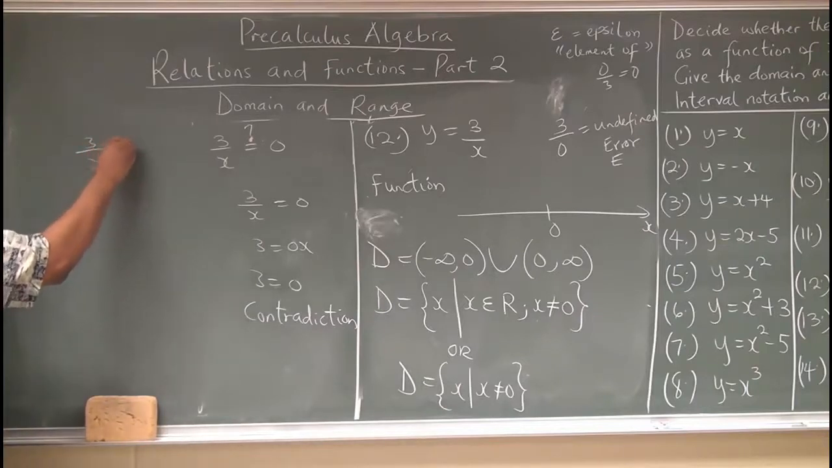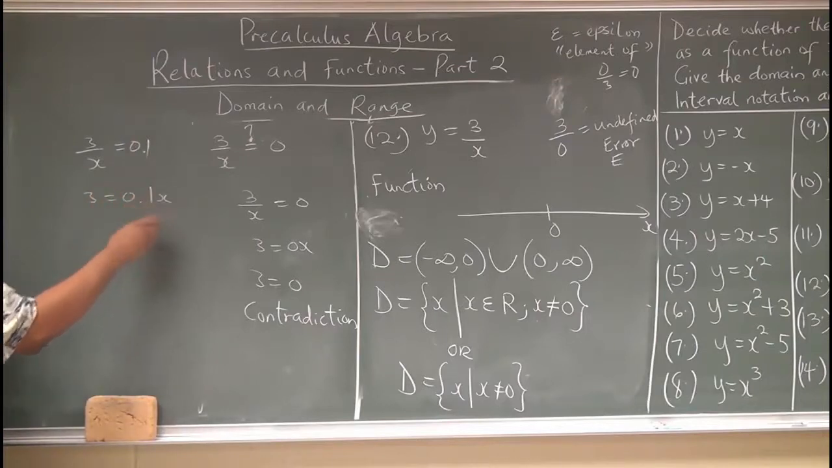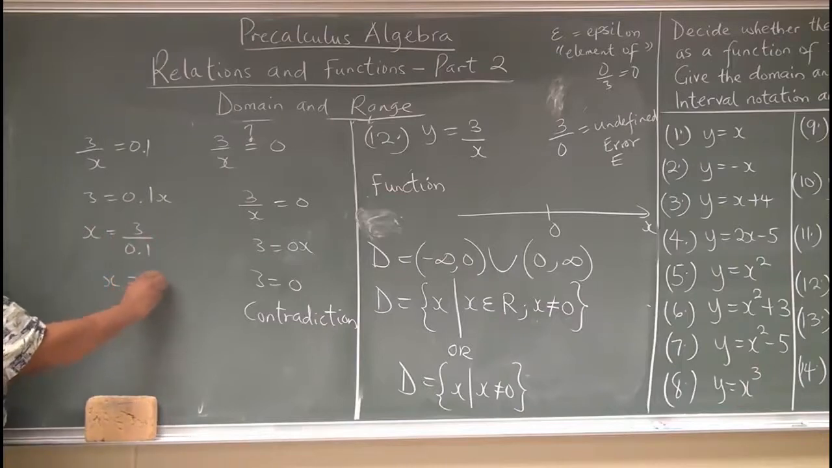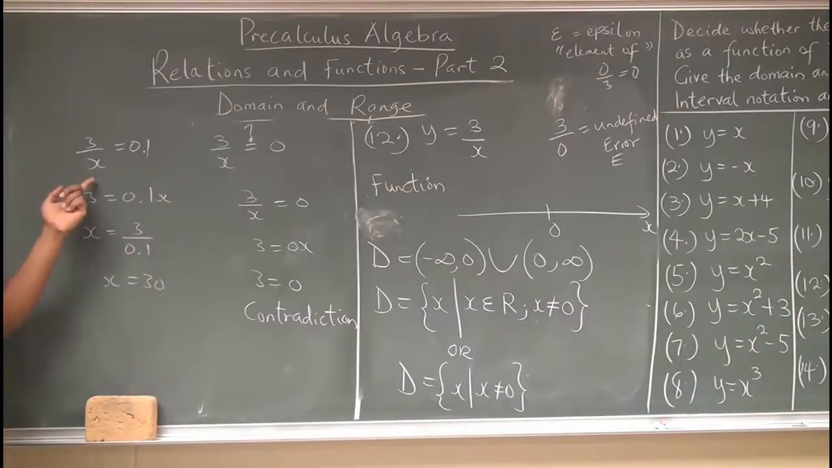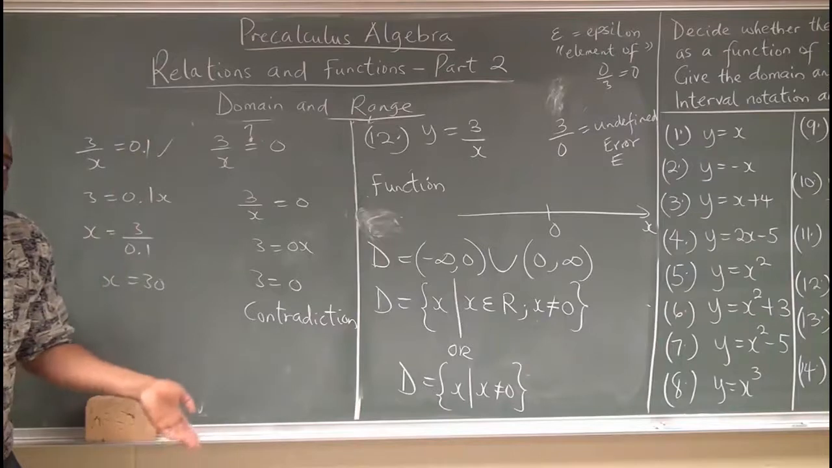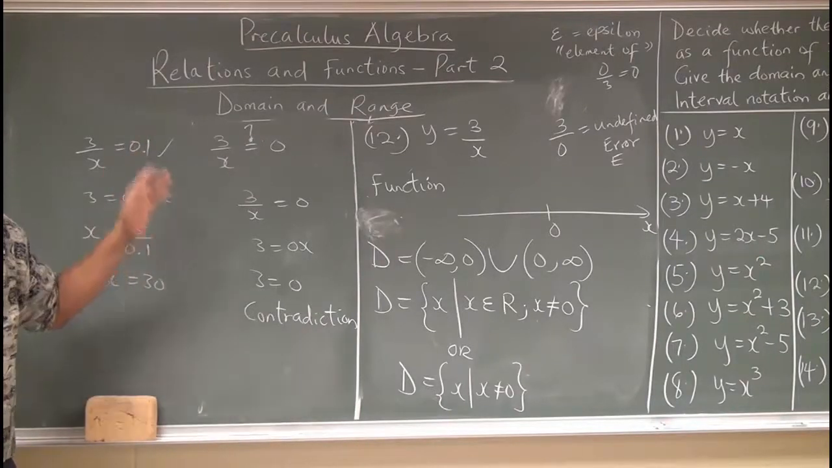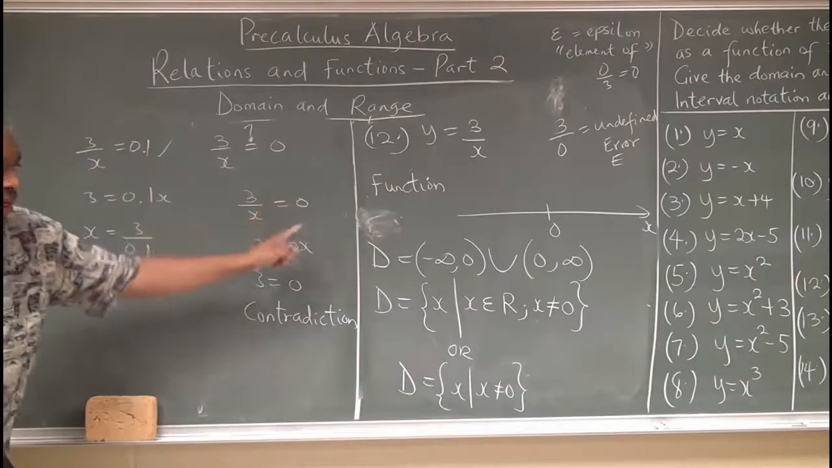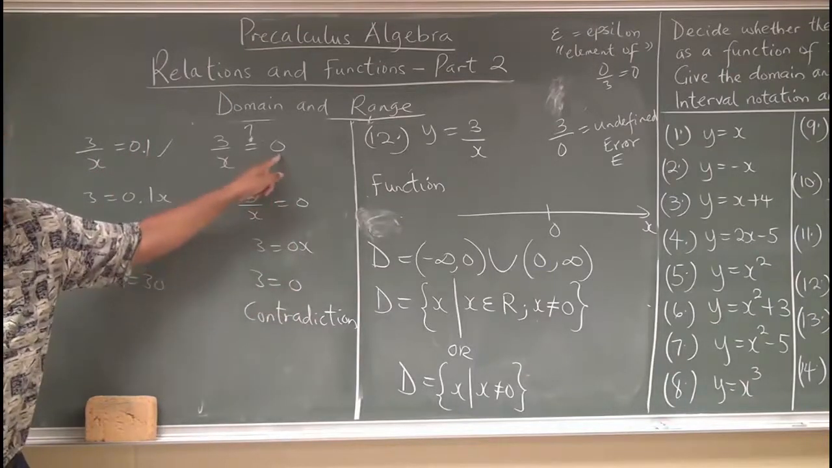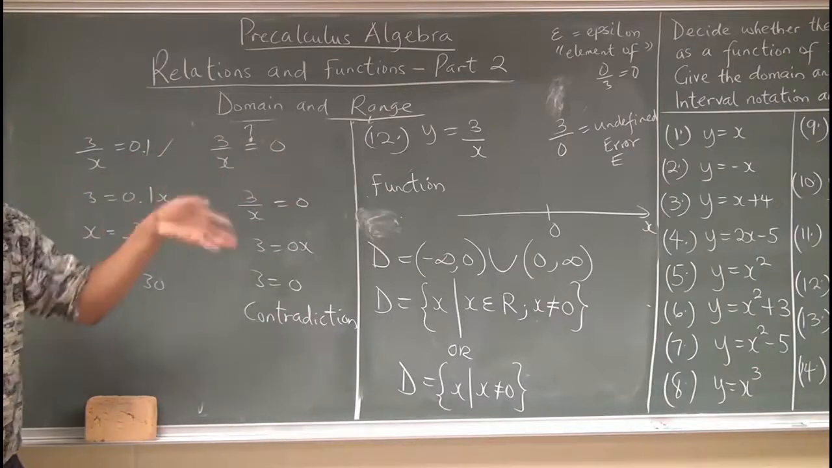Assuming we do 3 divided by x to be 0.1, that means 3 will be 0.1x, and then x will be 3 over 0.1. x will be 30. So, x could be 30 to give 0.1. So, the range could be 0.1, it could be negative 0.1, it could be 0.002, it could be negative 0.005, it could be 5, it could be 10. But the output will never be 0. The output could be any other thing except 0.